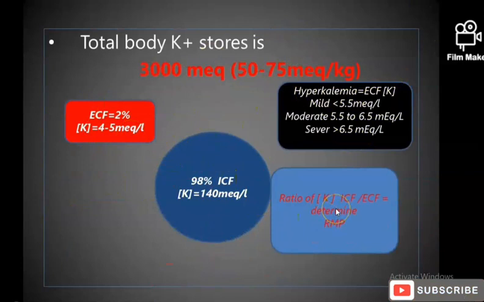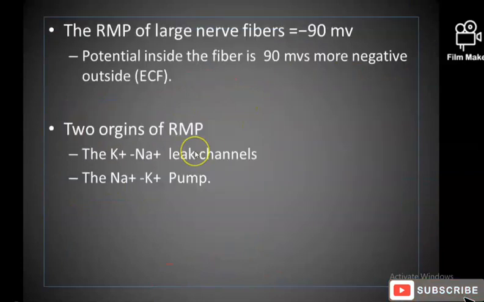The other very important concept is the resting membrane potential. The ratio of potassium in the intracellular fluid and extracellular fluid is very important in determining the resting membrane potential. If you understand the effect of hyperkalemia on the resting membrane potential, you will easily understand the clinical manifestations of hyperkalemia on cardiac and skeletal muscles. For example, the resting membrane potential of large nerve fibers is around minus 90 millivolts. That means the inside of the fiber is 90 millivolts more negative than the outside.